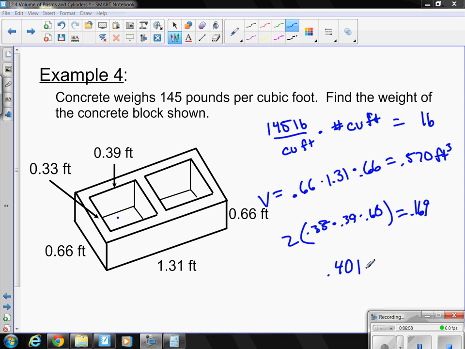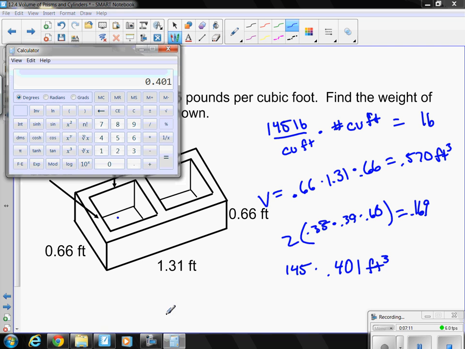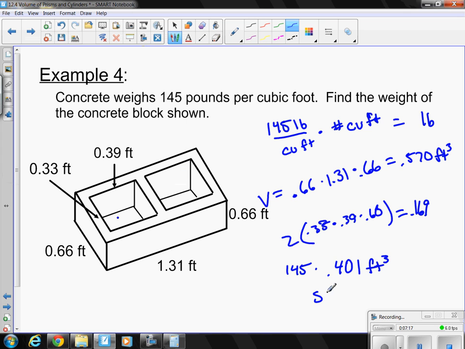And taking the volume of everything minus the two parts we're missing, we get a volume of 0.401 feet cubed. So like I said before, up here I'm going to have to take that and multiply it by 145 pounds. So taking my answer times 145, and I get 58.1 pounds. That's how heavy that cement block would weigh.